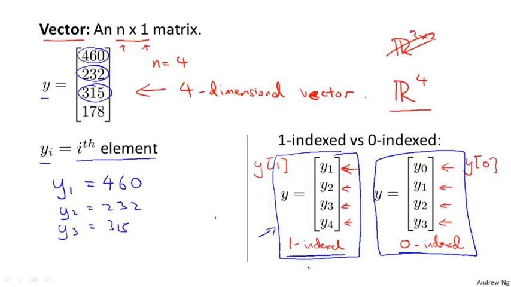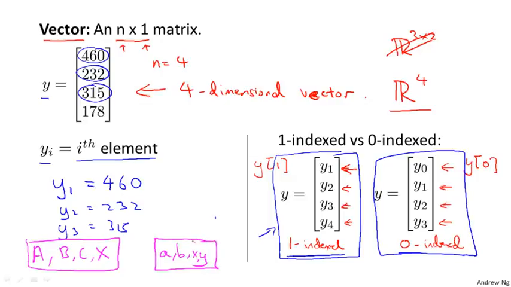Finally, by convention, usually when writing matrices and vectors, most people will use uppercase to refer to matrices. So we use capital letters like A, B, C, X to refer to matrices, and usually we'll use lowercase like a, b, x, y to refer to either numbers, just real numbers or scalars, or to vectors. This isn't always true, but this is the more common notation where we use lowercase y to refer to a vector, and we usually use uppercase to refer to a matrix. So you now know what matrices and vectors are. Next, we'll talk about some of the things you can do with them.